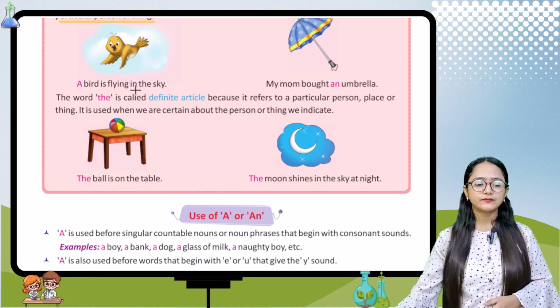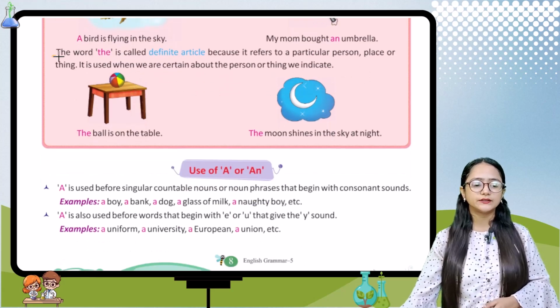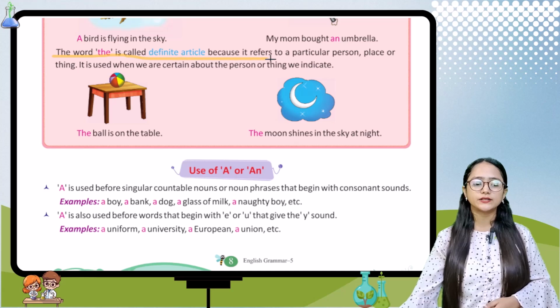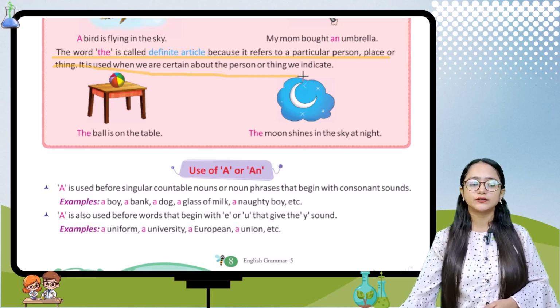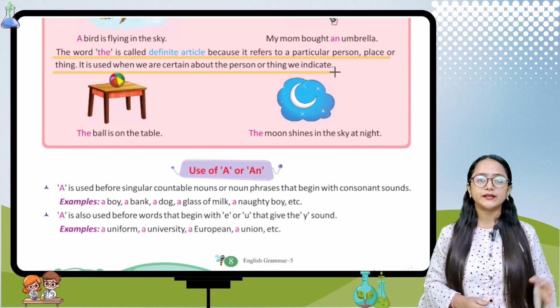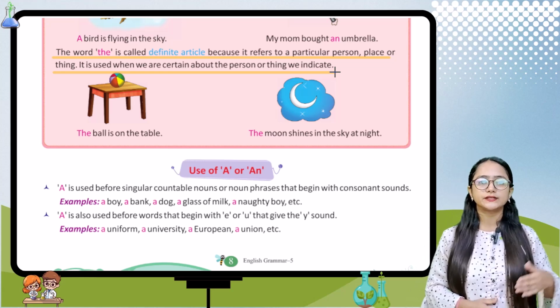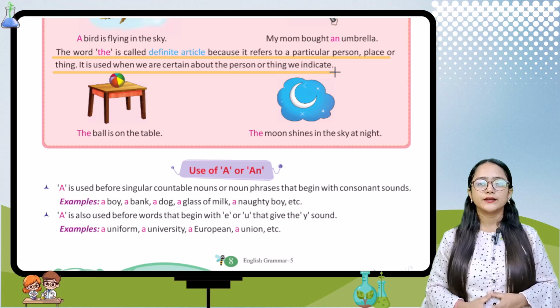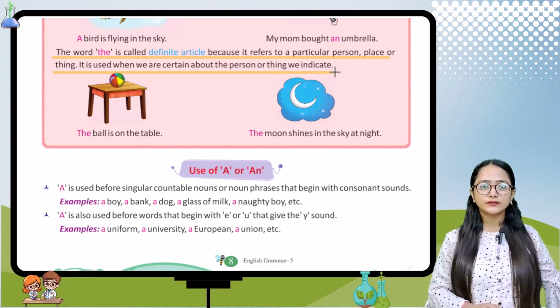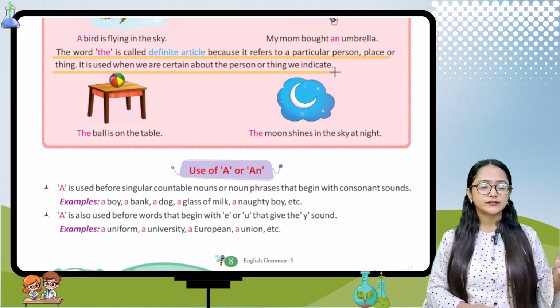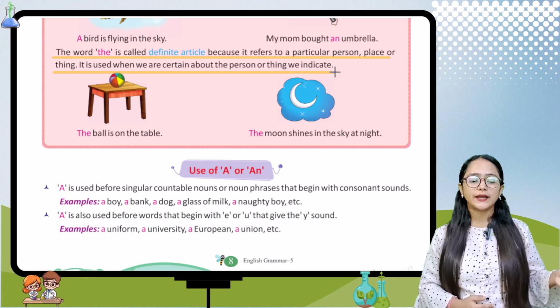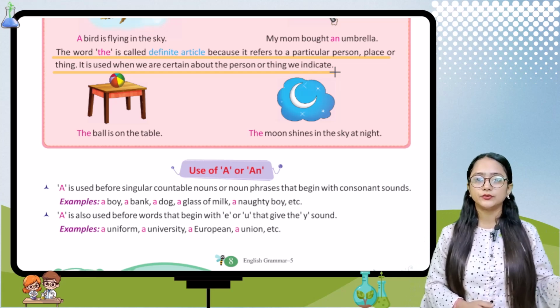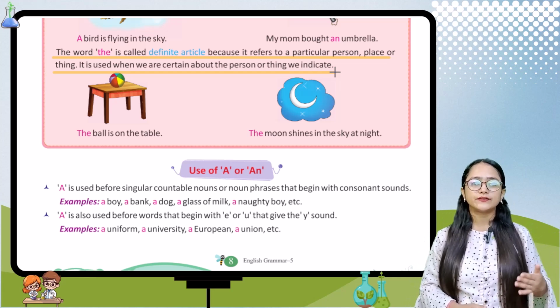Now the next thing is, the word the is called the definite article because it refers to a particular person, place or thing. It is used when we are certain about the person or thing we indicate. So you can see the example, the ball is on the table. It is telling about that particular ball. Next one, the moon shines in the sky at night. It is telling about the moon, the definite one.